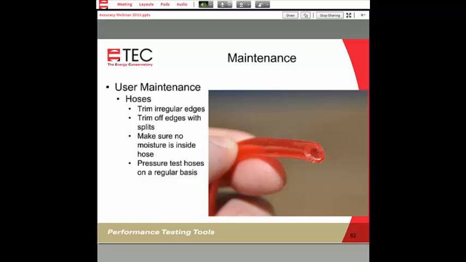Another important aspect is that you want to make sure that there's no moisture inside the hose. Anytime there is water, because of the small diameter of the hose, if water starts to accumulate, it'll actually block the pressure, and so all your numbers are going to be off. So you want to make sure that there's no moisture inside there, or certainly any debris.